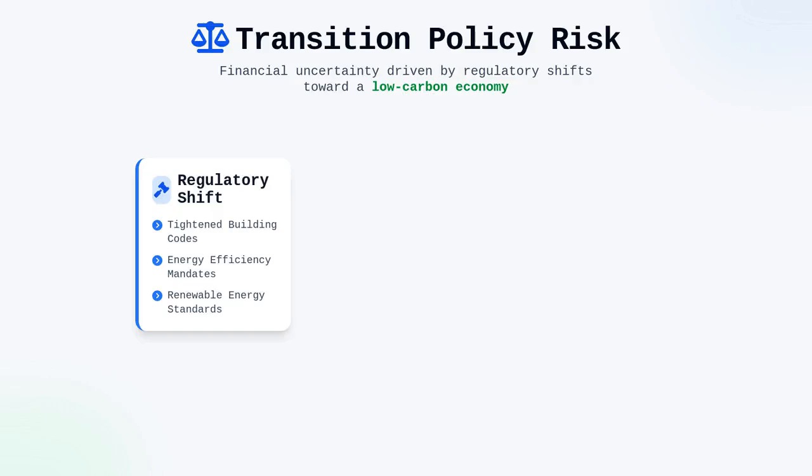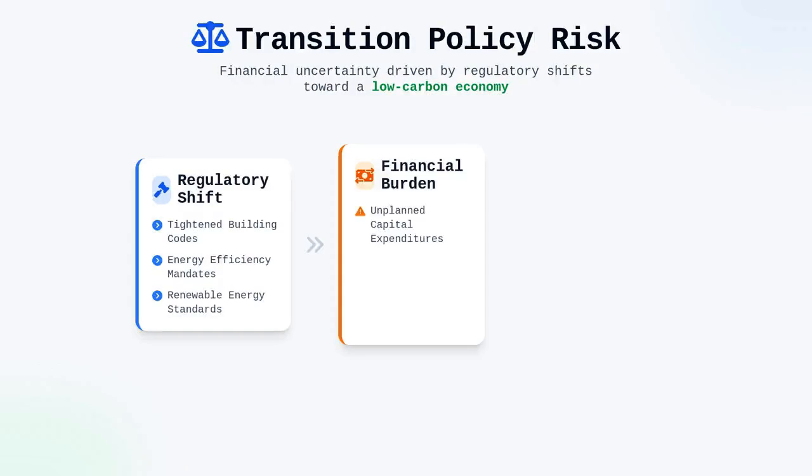These shifts often manifest as tightened building codes, mandated improvements in industrial energy efficiency, or strict renewable energy standards. For a firm operating in a high-carbon sector, these mandates act as a financial constraint that forces unplanned capital expenditures. Companies must weigh the cost of immediate retrofitting against the risk of facing punitive taxes or market exclusion. As these policies tighten, the cost of carbon becomes a primary driver of operational expenses rather than a marginal consideration.